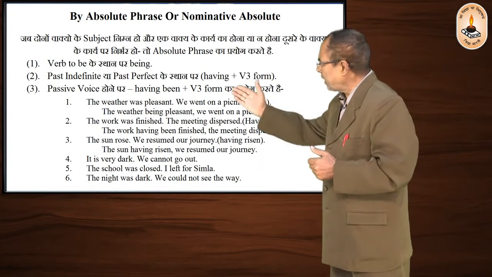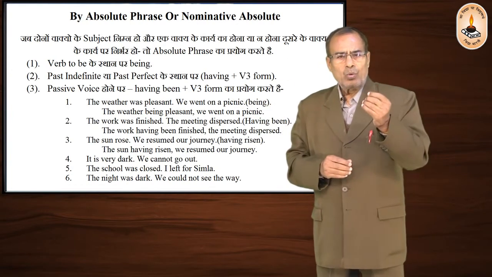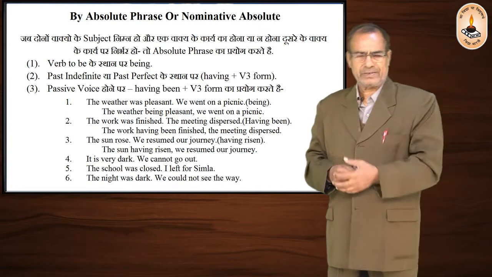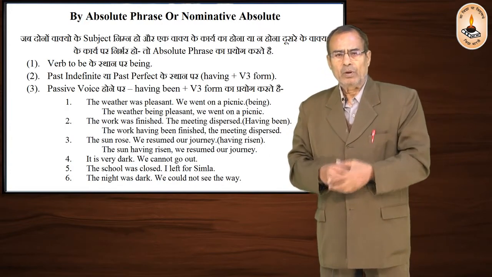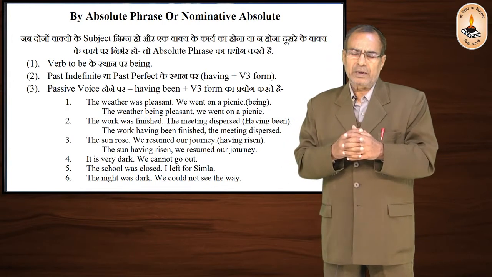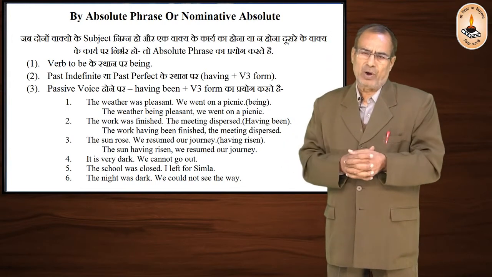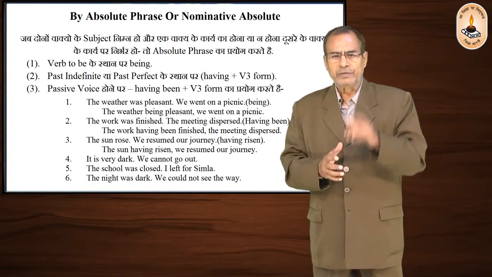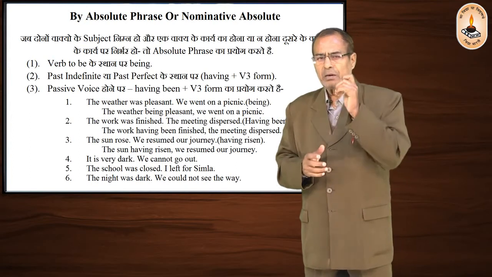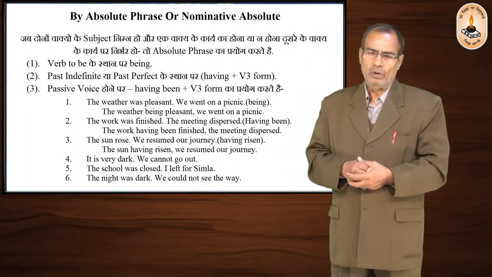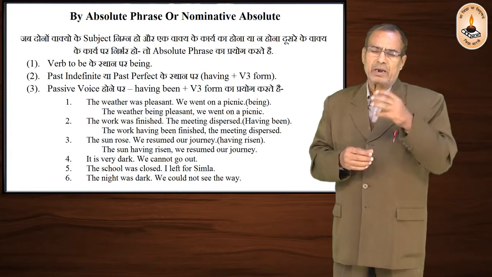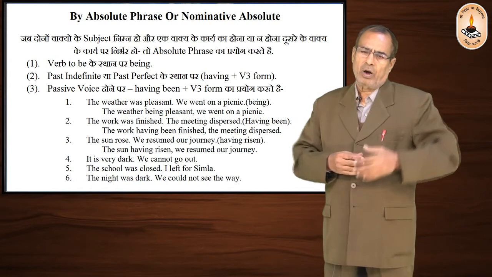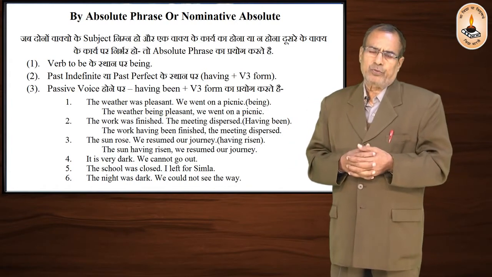And in number 3, when we have one of the sentences in passive voice, then in place of the passive voice verb, we make use of having been plus third form. Only these 3 conditions apply for the use of absolute phrase.